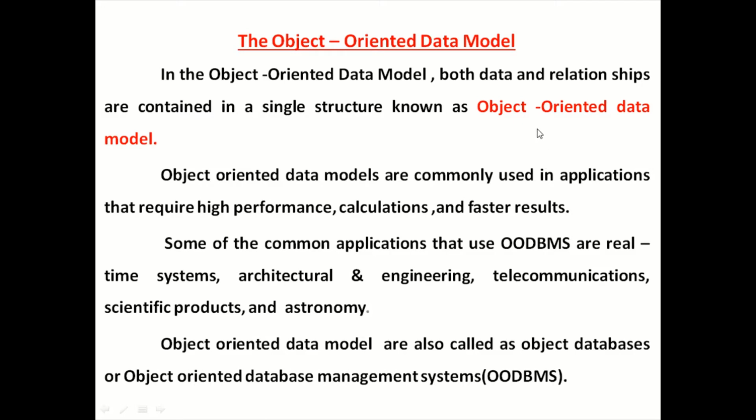In the object oriented data model, both data and relationships are contained in a single structure known as the object oriented data model. So what will happen in the object oriented data model? Both information or data and relationships are contained in a single structure. Which model has both data and relationships contained in one single structure? That model is the object oriented data model.